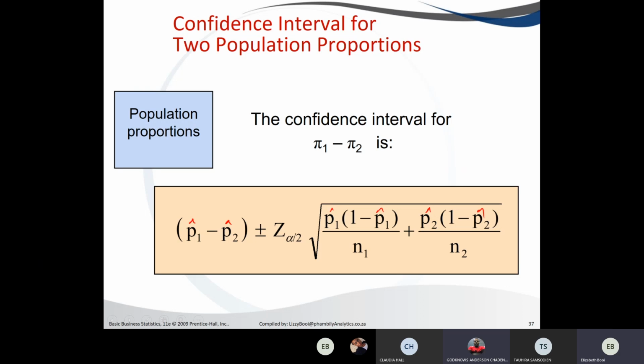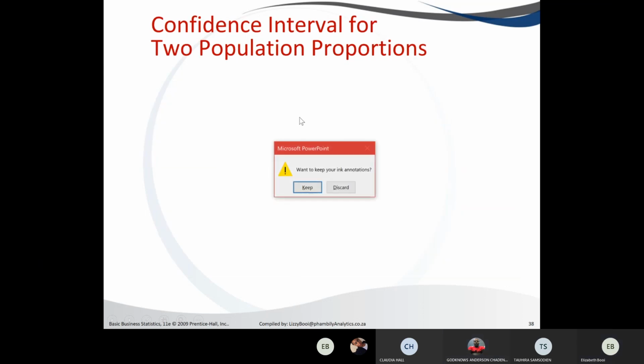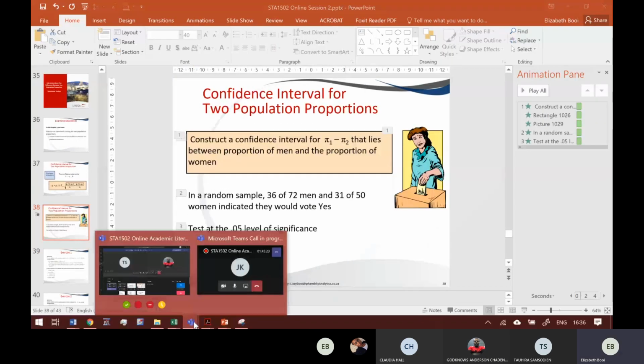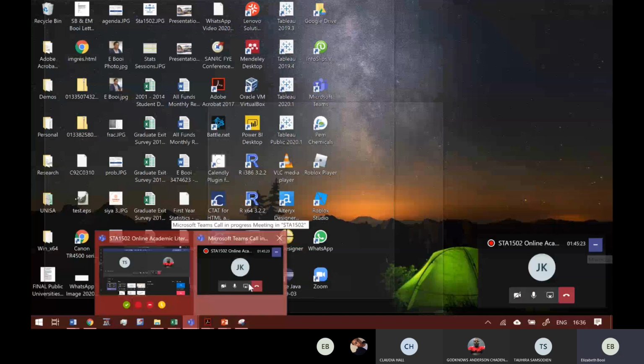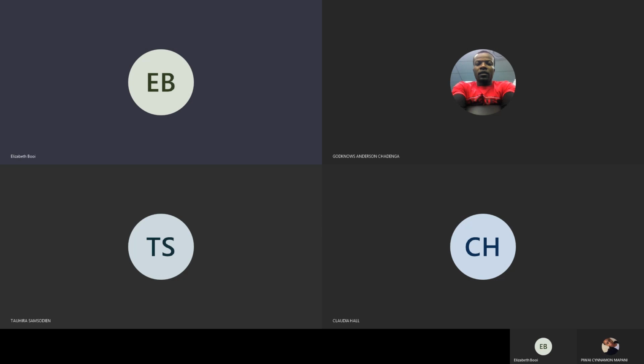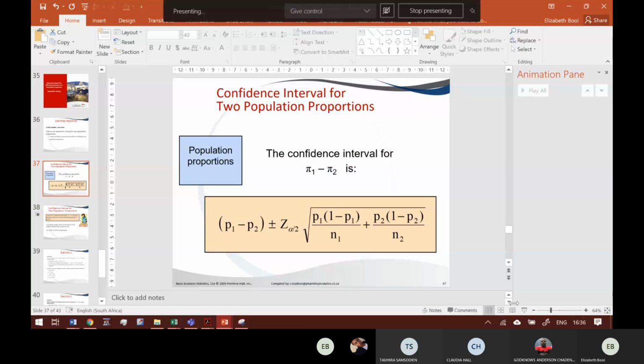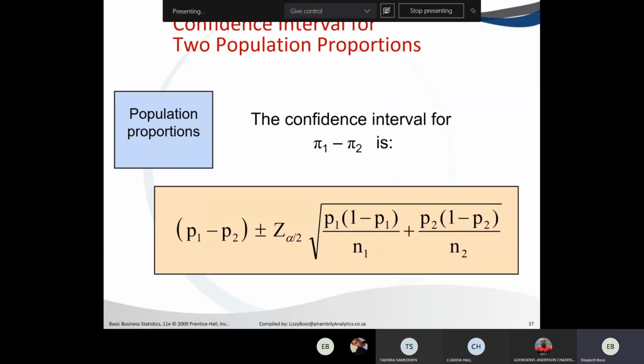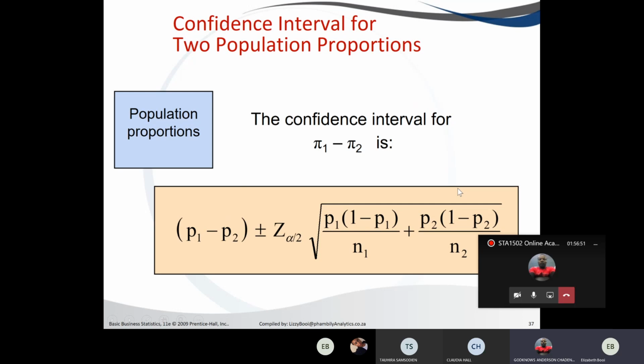It seems like the screen is not showing the information. Your screen is not showing? Yeah, it's not. Okay. Let me reshare again. I'm going to stop and share again and make sure that everybody can see. Can you see it now? Okay. Yes. All right. Cool.